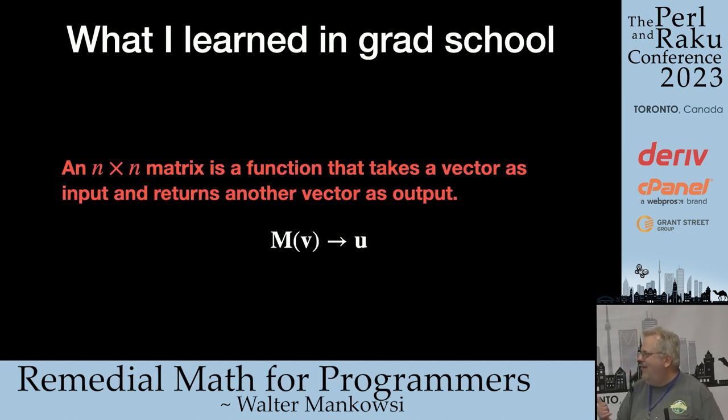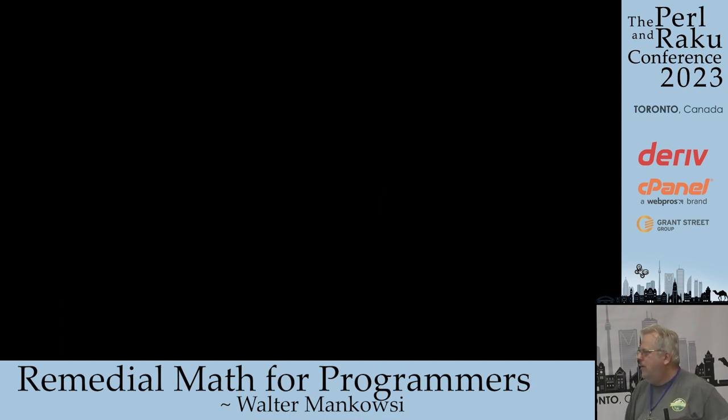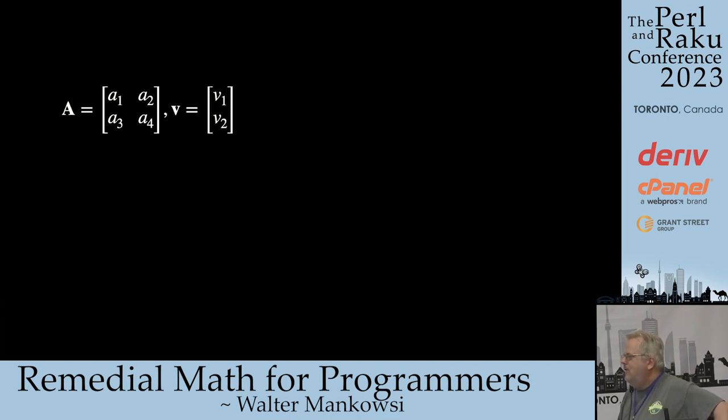The main thing I learned about matrices in grad school is this: you can think of an n by n matrix as being a function that takes in a vector as input and returns another vector as output. If you think of them as functions that transform one vector into another vector, it makes everything else about linear algebra make a lot more sense. So what do I mean by that? Suppose we have a matrix A, which is 2x2, and we have some vector V, which has two elements in it.